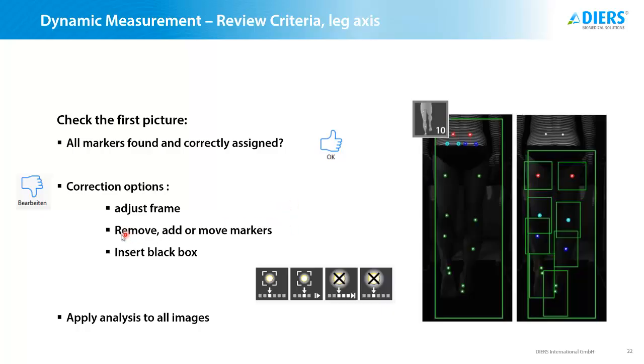Worst case scenario, you can remove, add, or move markers, and you could even insert black boxes to avoid specific areas. You have all possibilities to actually digitize the first image. And once you digitize the first image correctly, if you proceed, the system will automatically start calculating the other 299 frames. Once more, also here, the more care you take about the initial measurement, the easier this processing and reviewing will be.